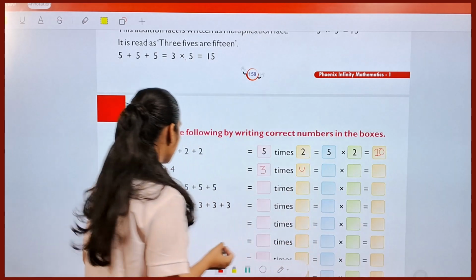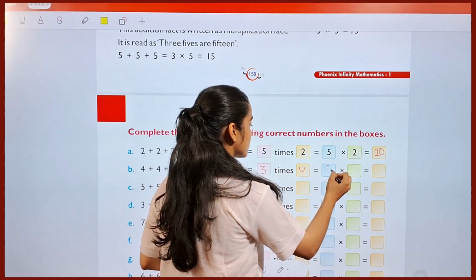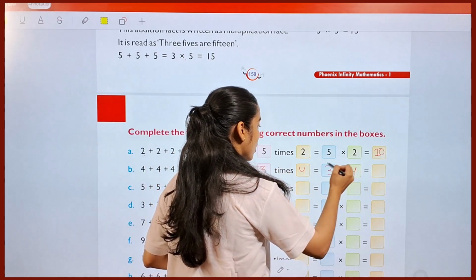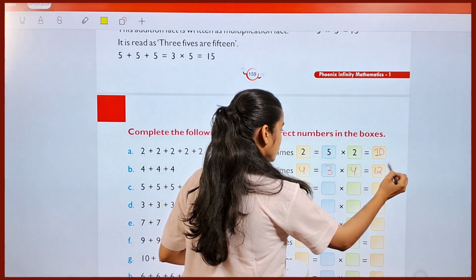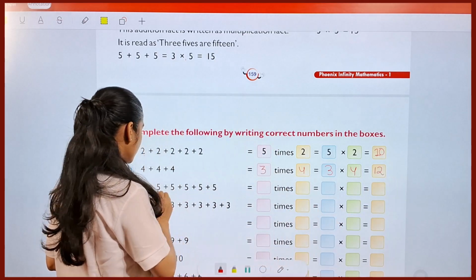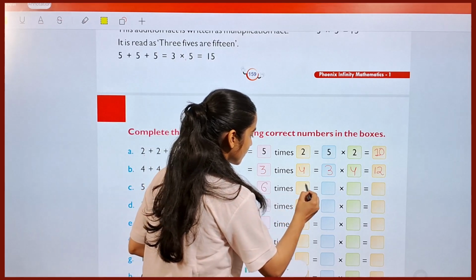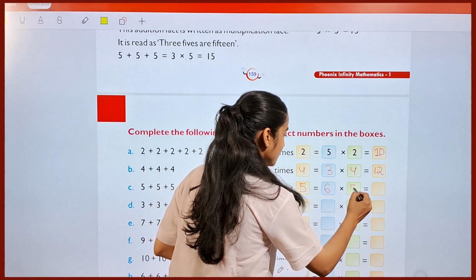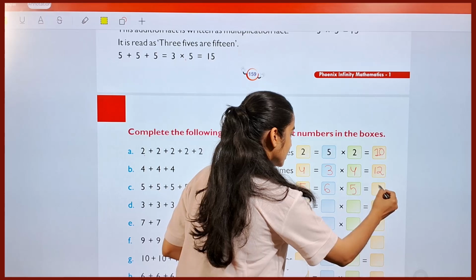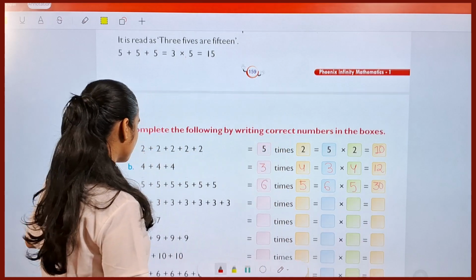It means 1, 2, 3, 4. 3 times 4, which means 3 multiplied by 4. So 3 fours are 12. Next, 1, 2, 3, 4, 5, 6. So 6 times 5, which means 6 multiplied by 5. 6 times 5 is 30. You can add this also. Okay, it's totally up to you.